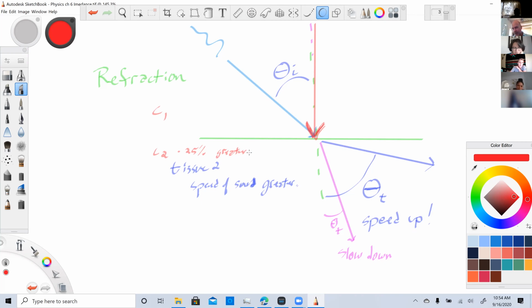Right. It does nothing. Refraction only occurs when there is an angle involved. If there's no angle involved, the sound will continue on straight.